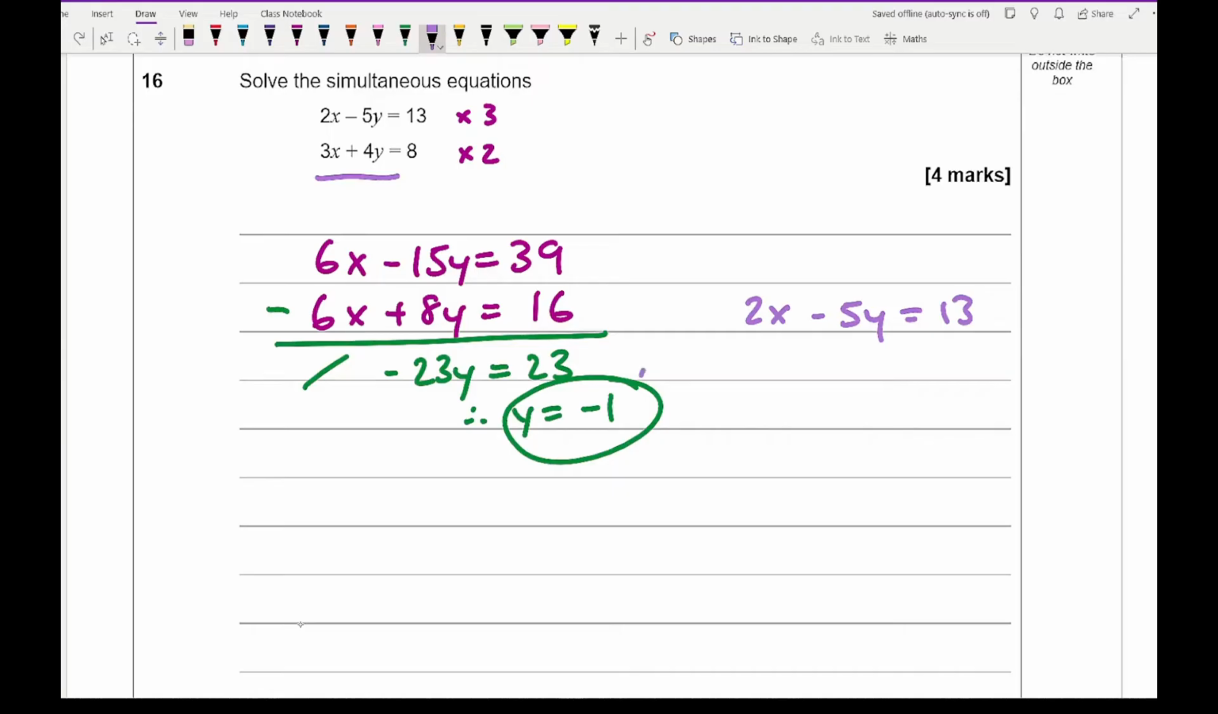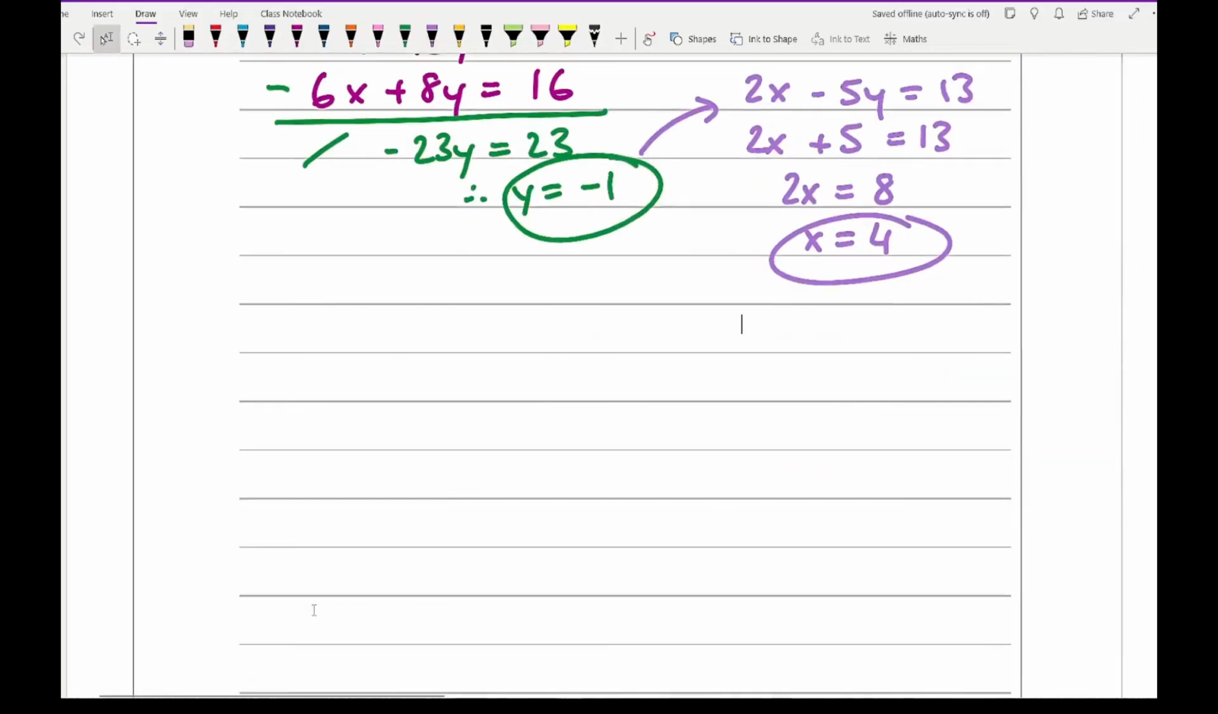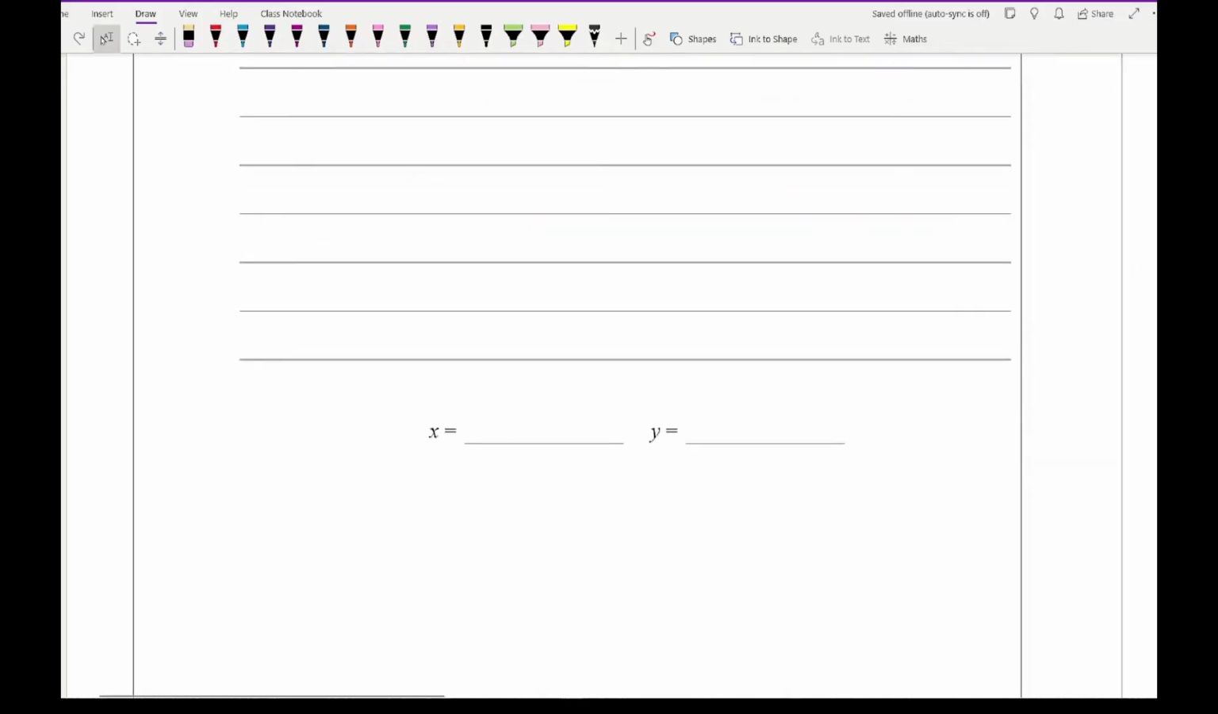So substituting y equals minus 1 into this expression, I'm going to get 2x plus 5 equals 13. And again, plus 5 because minus 5 times minus 1 is positive 5. Then from this, we just need to solve the equation. So take the 5 over to the other side, so I end up with 8. And so then take the 2 over, and we end up with x equals 4. So here we end up with a value of x equals 4 and y equals minus 1.